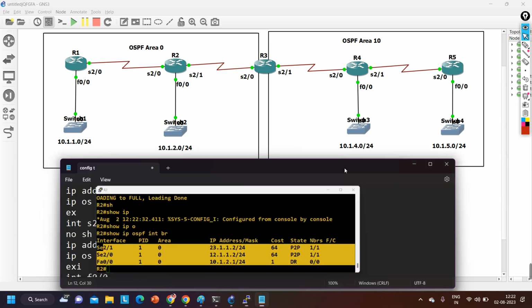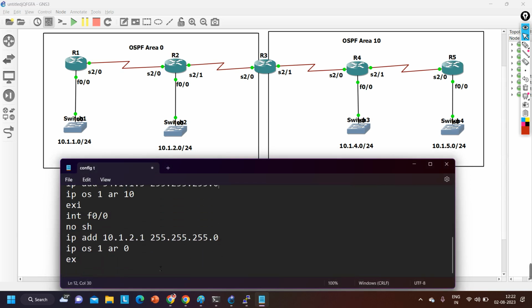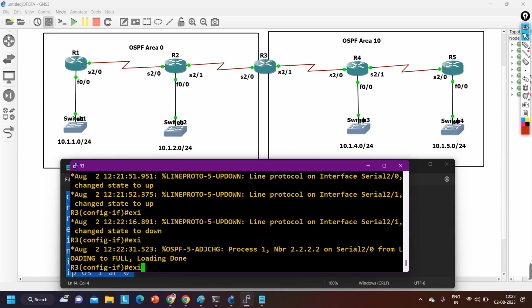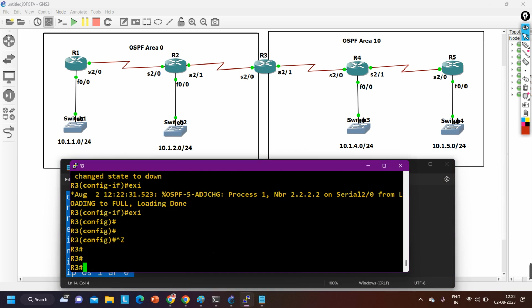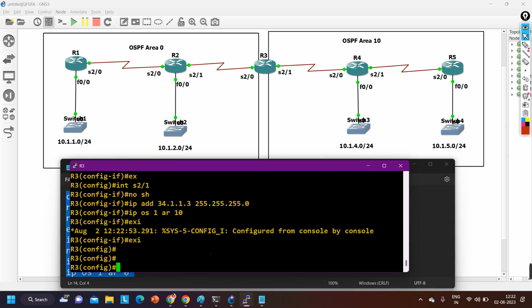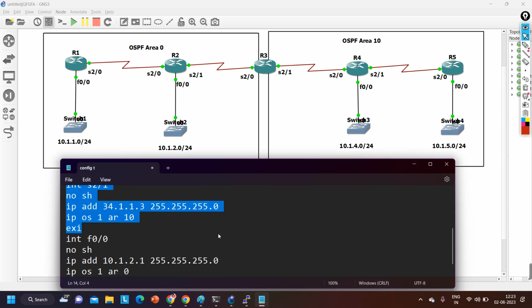Okay, done. On router number 3 again I am going to copy these commands and paste them on R3. This time it's fine, I think. On router number 3, do show ip ospf interface brief. So OSPF is enabled on both interfaces. Done. Now let me configure R4.